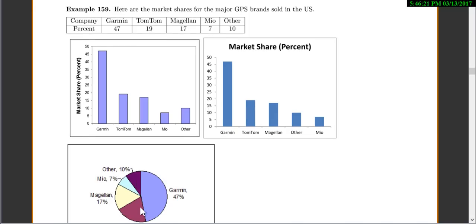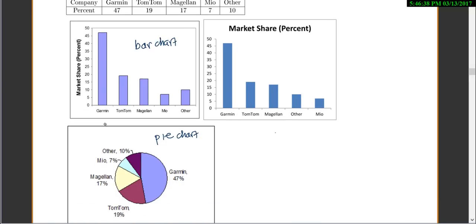So you can see down here at the bottom, we have a nice little pie chart. With the pie chart, each slice is representative of the percentage in that category. Above it, we have what's called a bar chart. And you just put a bar for each category up to its percentage. So Garmin had 40-some percent, you go up to 47%. Super easy. And what's the only difference between this first one and this second one?